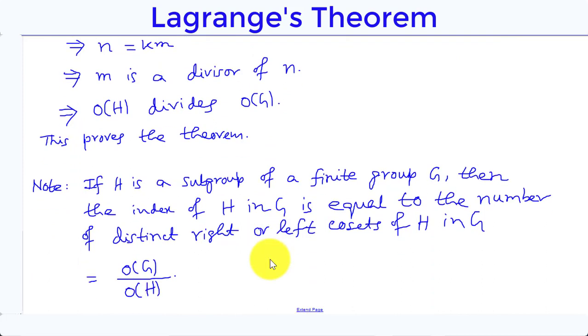Note: if H is a subgroup of a finite group G, then the index of H in G is equal to the number of distinct right or left cosets of H in G, which is equal to order of G by order of H.